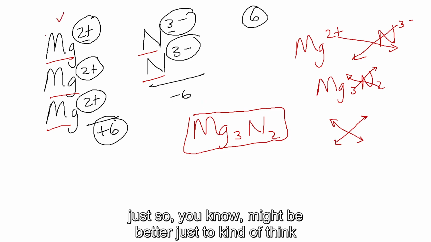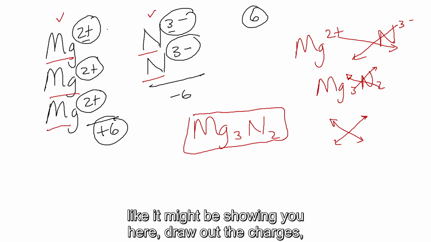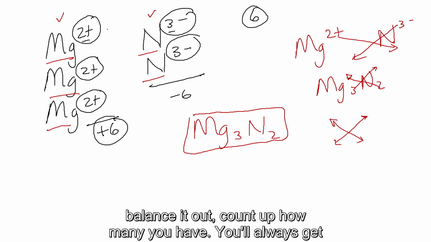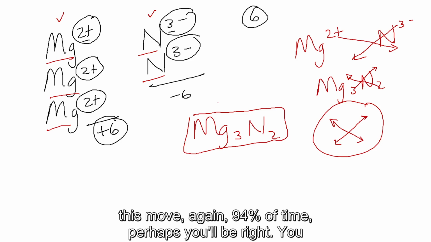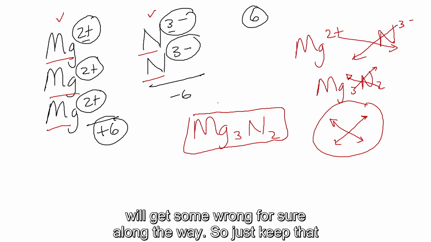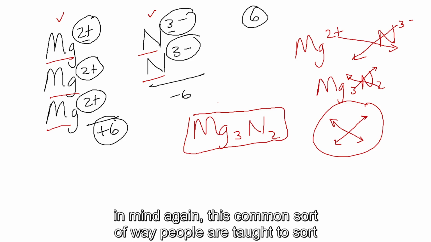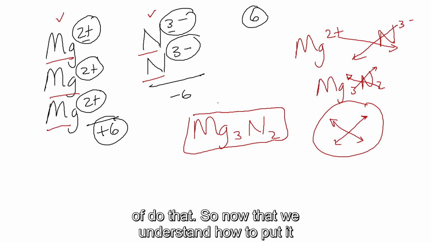Might be better just to think like I've been showing you here, draw out the charges, balance it out, count up how many you have. You'll always get the right answer that way. But if you just randomly do this move, again, 94% of the time, perhaps you'll be right. You will get some wrong for sure along the way. So just keep that in mind. Again, this is a common way people are taught to do that.